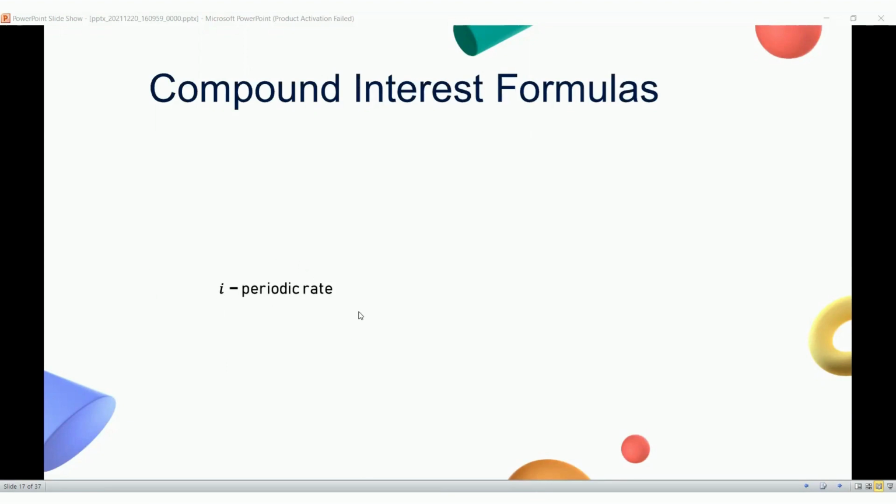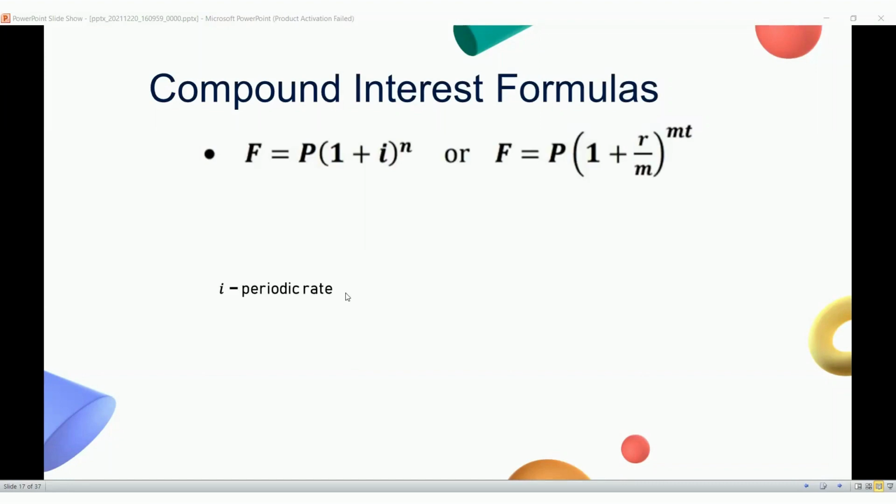Nakaka-show na yung I natin. Compound interest formulas. Yan. We have F is equals to P times 1 plus I raised to N, or F is equals to P times 1 plus R over M raised to MT. So para makuha mo yung I, periodic rate, R over M. Tapos ang ating N naman ay M times T.